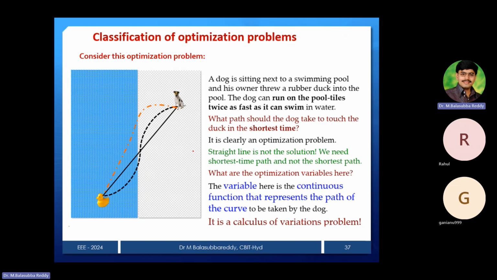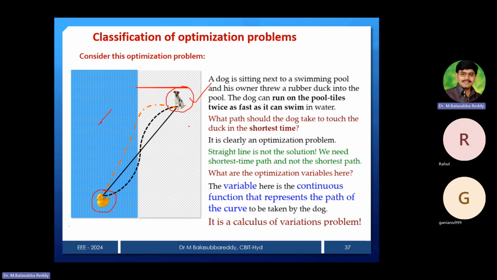We can observe another thing when considering the optimization problem. What is an optimization? Just glance at this image. There is a swimming pool here and one dog. The owner throws a duck, or plastic duck, into the swimming pool. Then the dog has to catch it. Firstly, it has to reach it and then catch it. For that, the aim is not the shortest path. Your aim is the shortest time.